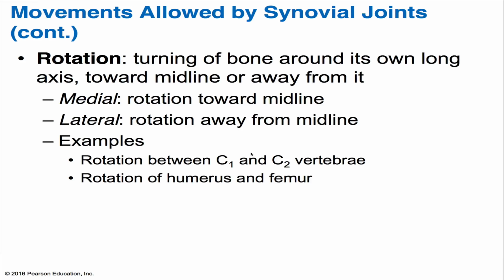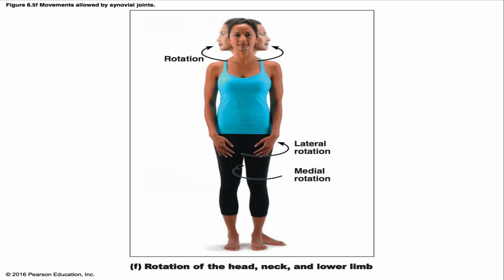So when you look over here again, when you're turning C1 and C2, you have rotation, as when you're doing a no. And then if you look over here, you cannot see very clearly in this picture, but you have lateral rotation of the leg. Notice she has it pointed outwards, and then medial rotation when she turns it back inwards.